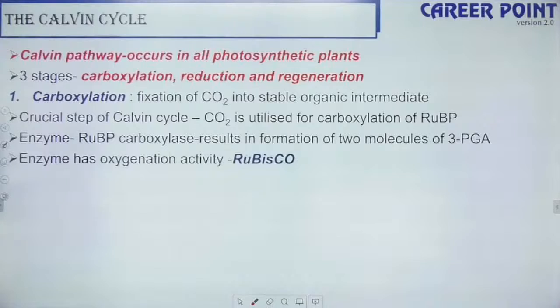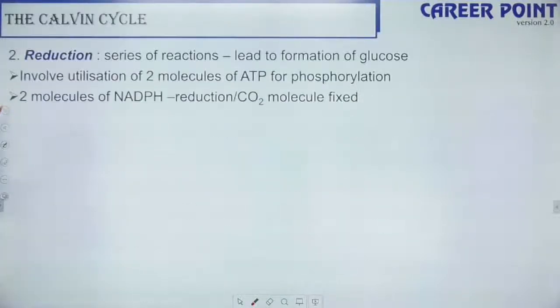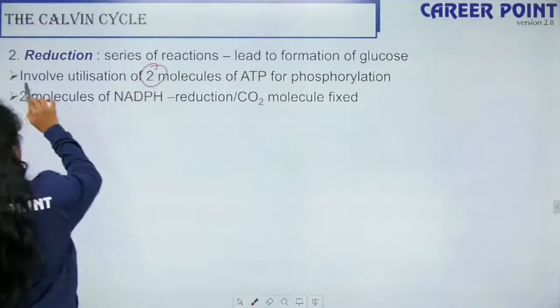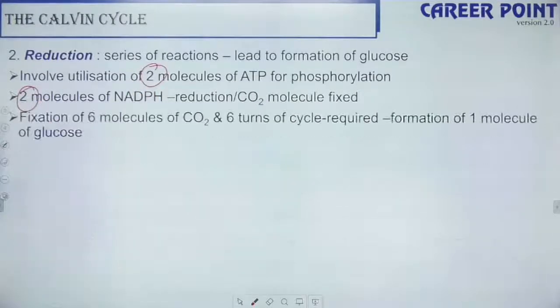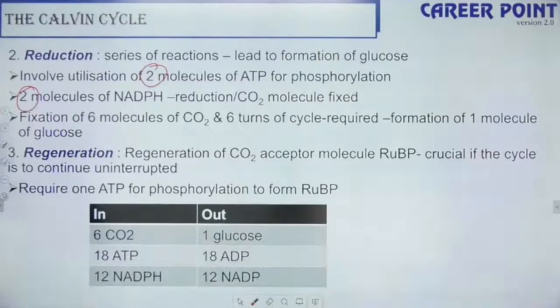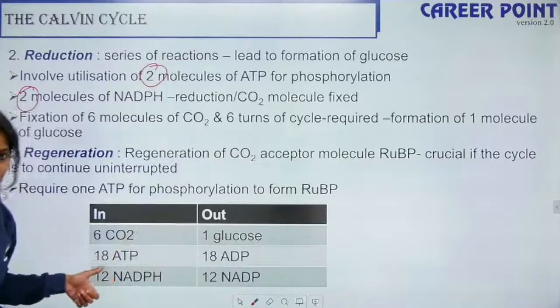So it forms the stable 3-phosphoglyceric acid, right? The enzyme is Rubisco. So now the next step is reduction. So it leads to a series of reduction steps to form glucose. For this we need 2 molecules of ATP and 2 molecules of NADPH, right? So the third step is regeneration, where RuBP is regenerated. So thus for 1 molecule of glucose, you need 6 molecules of carbon dioxide.